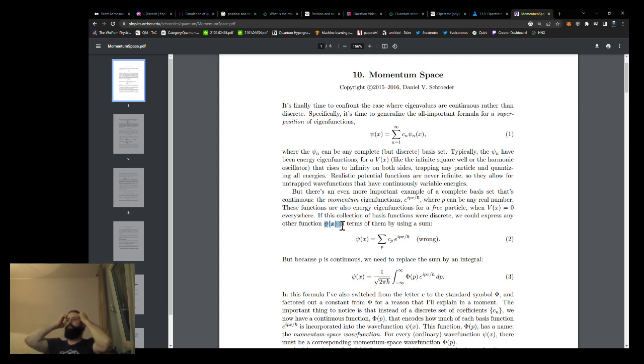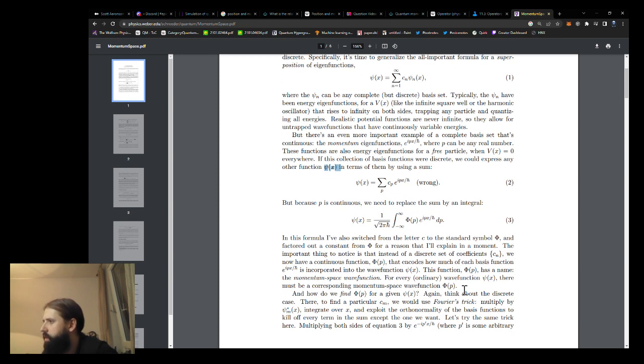If the collection of basis functions were discrete, we could express any other function psi of x in terms of them by using a sum. But because p is continuous, we need to replace the sum by an integral. In this formula, I've also switched from the letter c to the standard symbol phi and factored out a constant from phi, for a reason I'll explain in a moment. The important thing to notice is that instead of a discrete set of coefficients, we now have a continuous function that encodes how much of each basis function is incorporated into the wave function. This function phi of p has a name: the momentum space wave function.